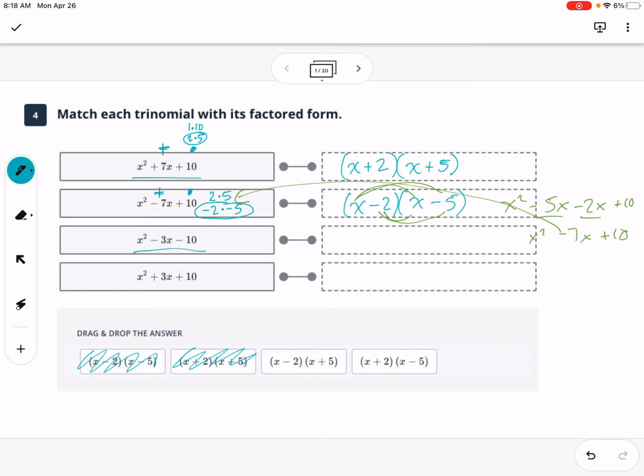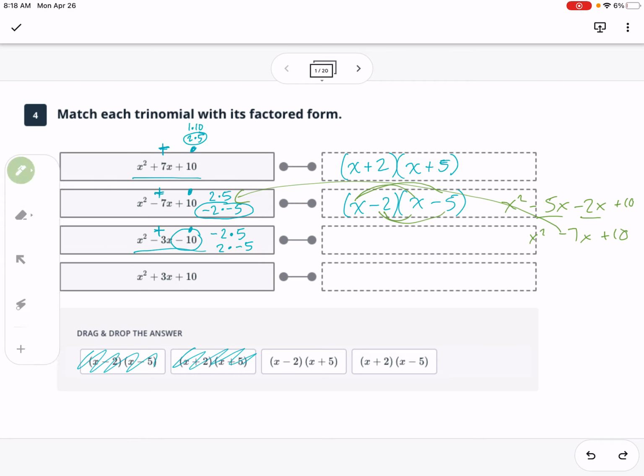Okay, so now I'm looking for two numbers that add to negative 3 and multiply to negative 10. So here's where it gets tricky, because now if I'm going to multiply to negative 10, I need to have one of the numbers be positive and one of the numbers be negative. So both of these pairs multiply to negative 10. Now, which pair of numbers adds to negative 3?